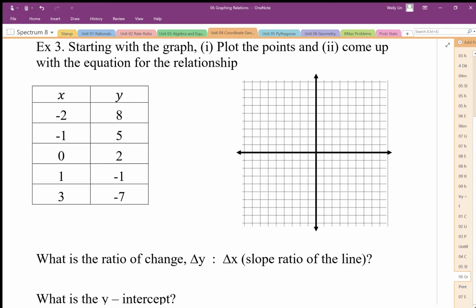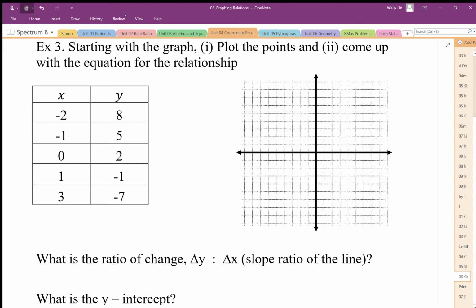Okay, so again, the table, the graph, and the equation are all interrelated. In this case, we're given the table, and we need to come up with the graph and the equation. Now, there's two things I'm looking for. I'm looking for the ratio of change or slope, and I'm looking for the starting position.